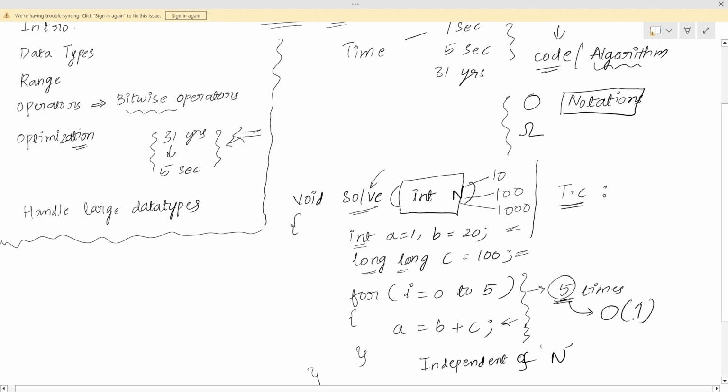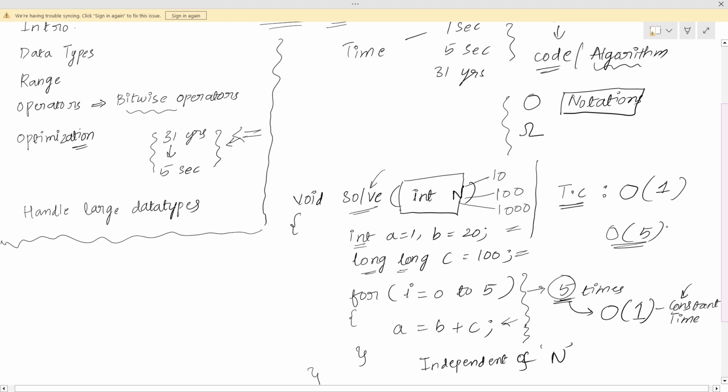Big O of 1. That means it is a constant time. I hope you got to know about this word constant, right? So that's why we'll represent it something like big O of 1. You might be getting one doubt. Can't you write it as big O of 5? Yes, we can write it as big O of 5.